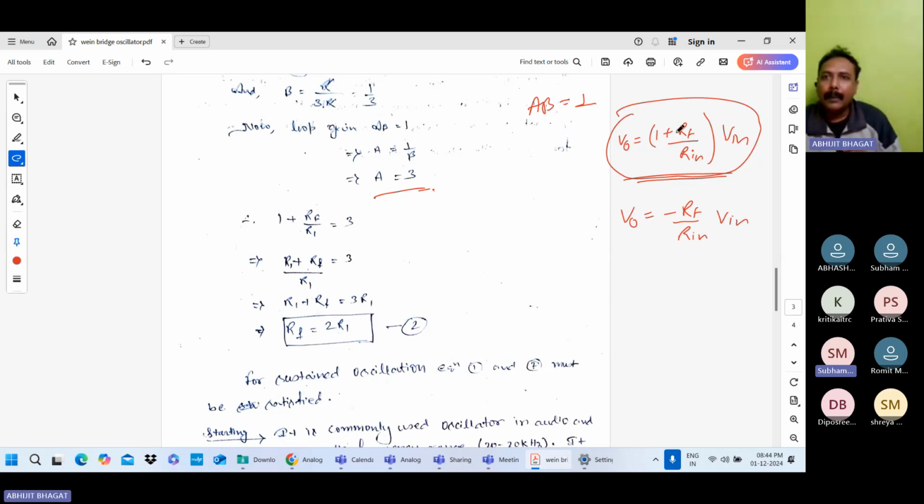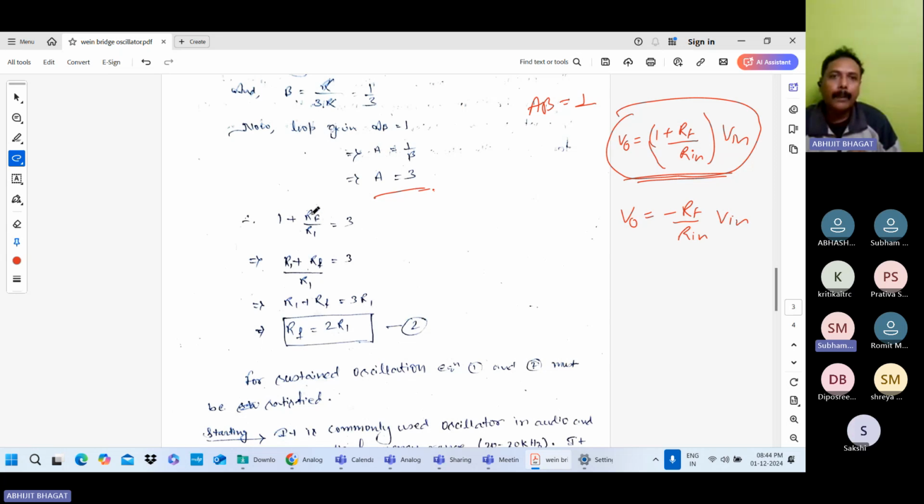So in this equation, this 1 plus RF by Rin is the gain. Here in this circuit, your gain is 1 plus RF by R1. Here Rin, we have taken as R1 in the circuit. So 1 plus RF by R1 equals 3 here. Gain is 3, A value is 3. We put it here, then by simplifying this equation, we get RF equal to 2R1. So your feedback resistance is equal to 2R1.